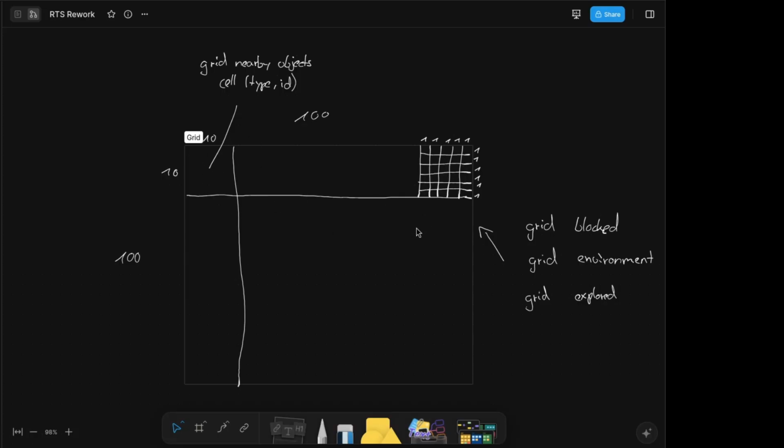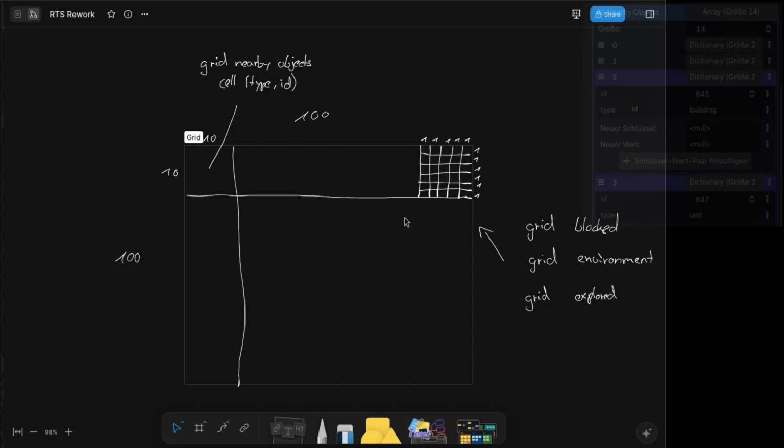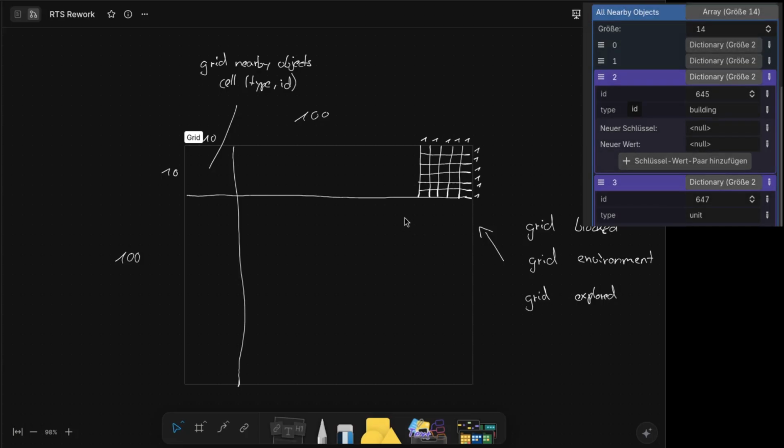The large grid is divided into 10 by 10 cells. I use this as a spatial hash grid for nearby units. Instead of every unit checking the entire map to see what's around it, they only look at their immediate neighborhood. This keeps the lookup time low and protects the performance.